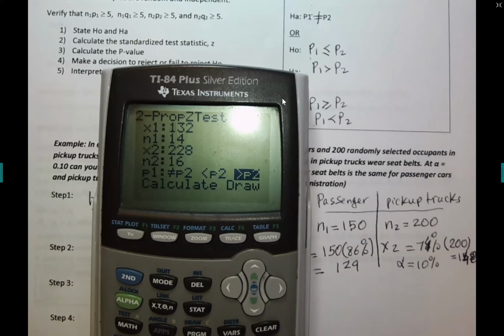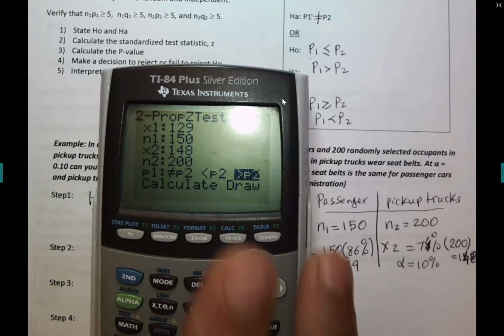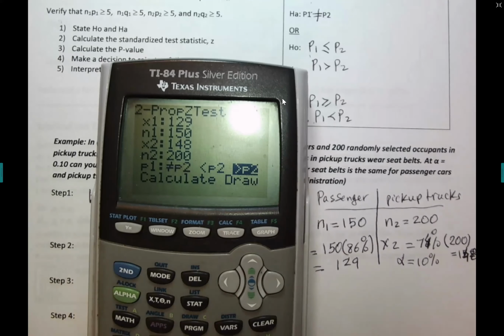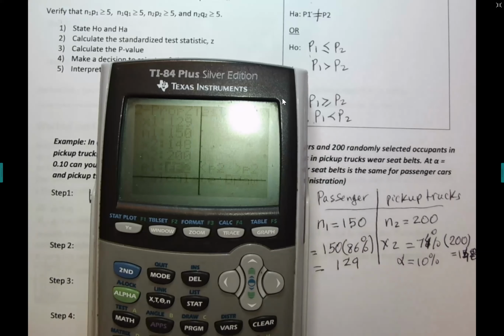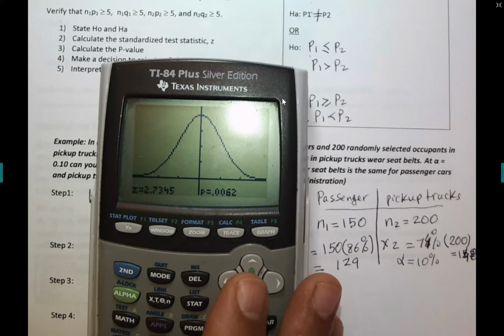Okay, so X1, we need the X1, 129. N1, 150. It's very straightforward, guys, once you figure out what to do. X2, 148. Don't ever put X2 to be 74%. It has to be 74% of the total, make sure. N2 is 200. We are checking that P1 is not equal to P2 as an alternative hypothesis. And let me do a draw for you here. Oh, no p-values. It must be very small. So Z is 2.73 and p-value is 0.0062.